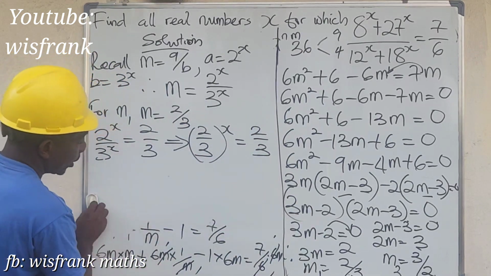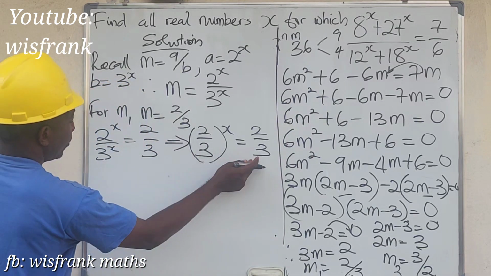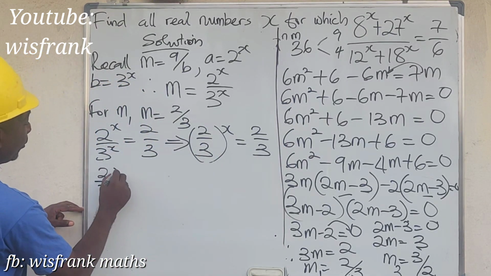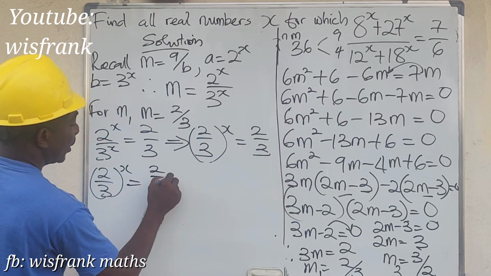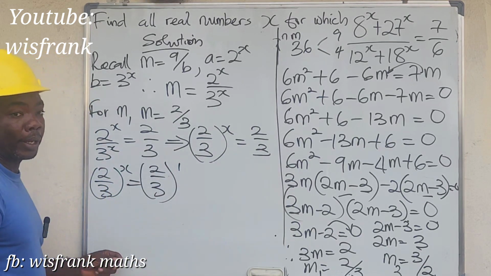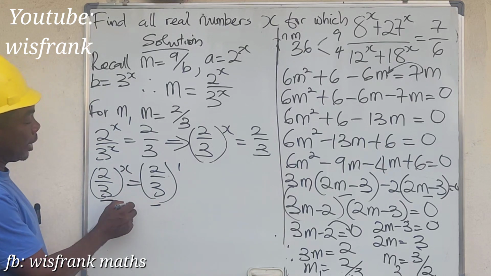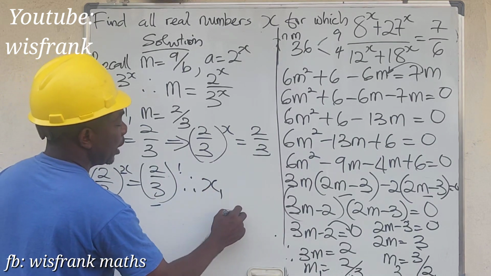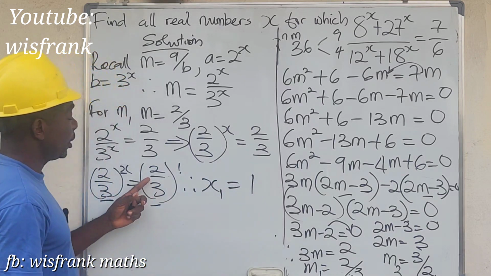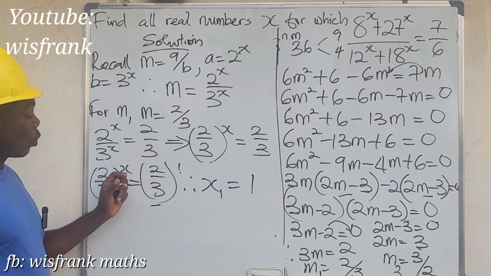So now, okay, we can clean this. Here, as we have this, 2 all over 3 all to the power of x is same thing as 2 all over 3 is same thing as 2 all over 3 all to the power of 1. So here we have the same base here. Therefore, we can equate this as equal to 1. Therefore, our x, which is x1, equals to 1. So this is the value of x, x1 that we have.